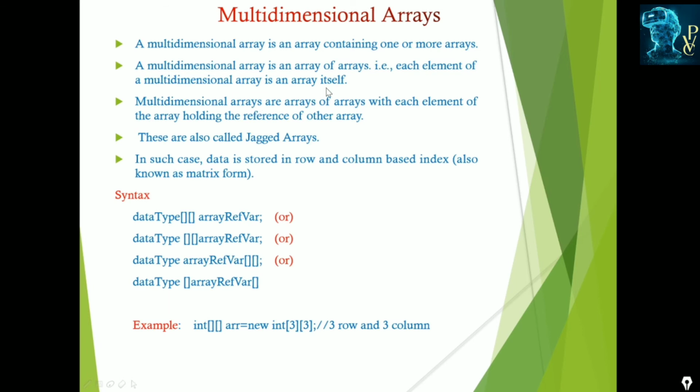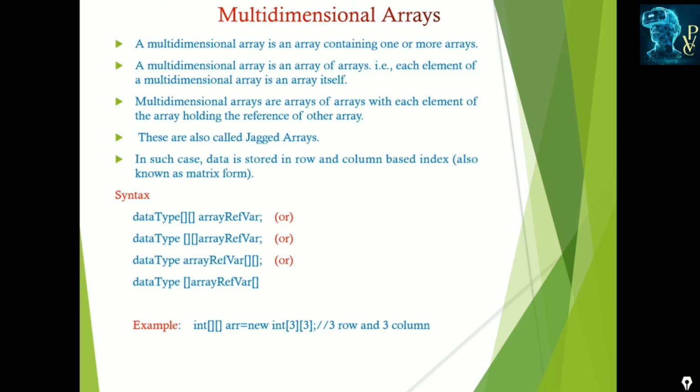Multi-dimensional arrays are arrays of arrays, with each element of the array holding the reference of another array. That is called a multi-dimensional array, and these are also called jagged arrays. In some situations arrays can be stored with row and column based indexes. In multi-dimensional arrays, these can be stored in row and column indexes.